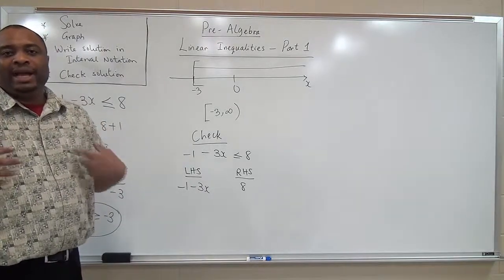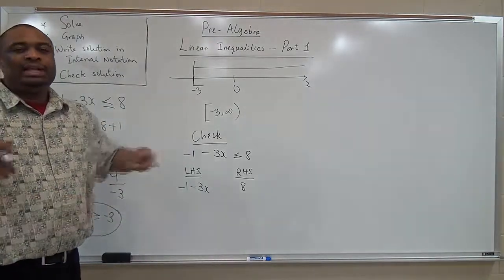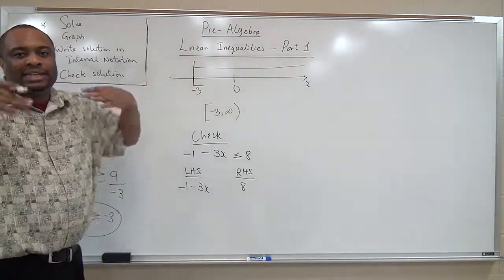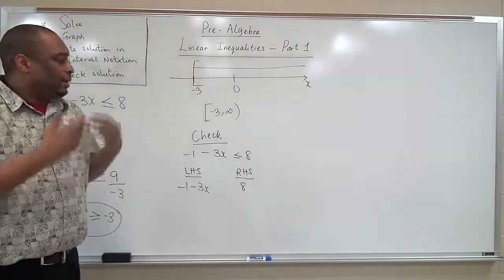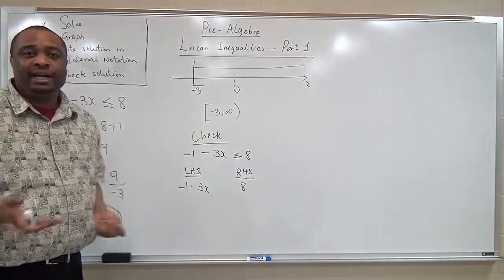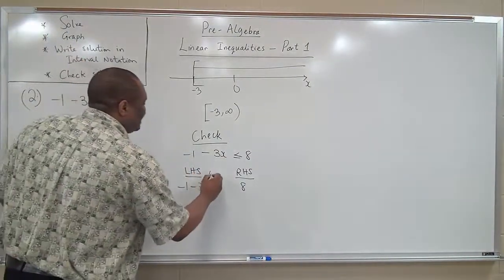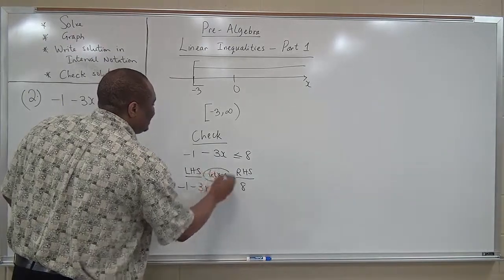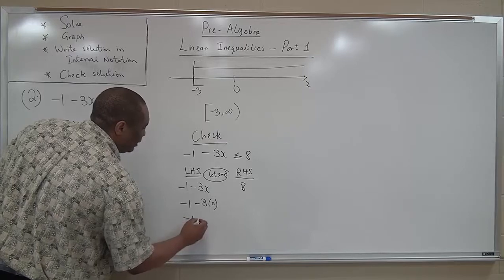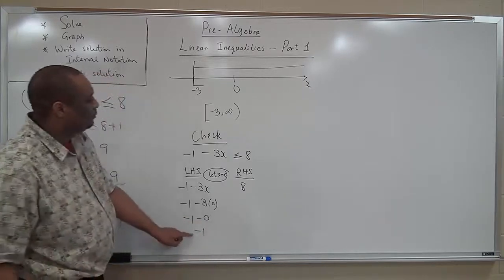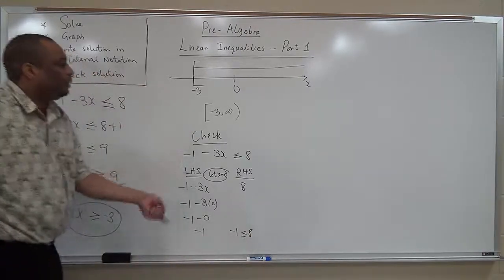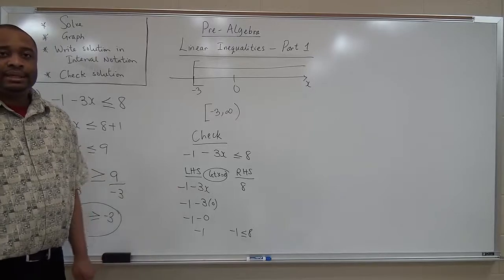And that would be as if we are solving equations. So let's just forget about using negative 3. Let's use something else. Let's still express it as an inequality. But if you use negative 3, you are still correct. But it will be as if you are solving an equation. So let's just say let x be 0, the easiest thing we can use. Negative 1 minus 3 times 0. Negative 1 minus 0, negative 1. So we see that our negative 1 is less than or equal to 8. And it's still in order. That becomes our answer.